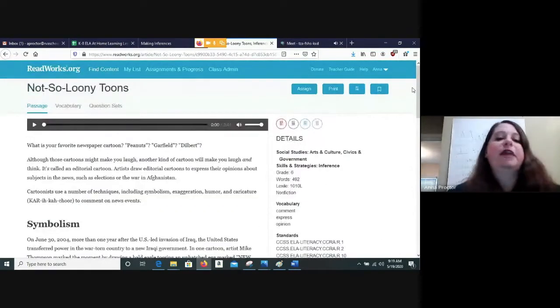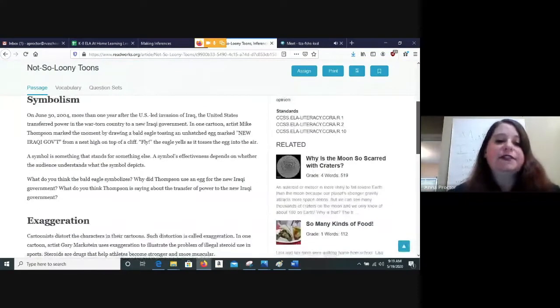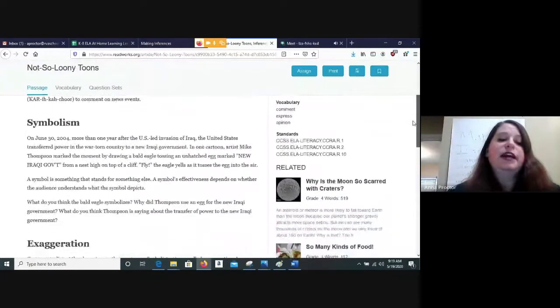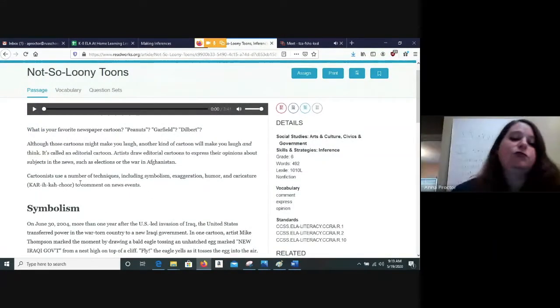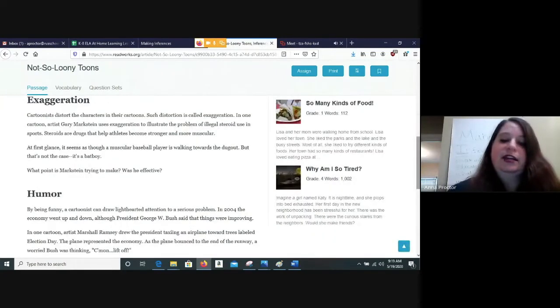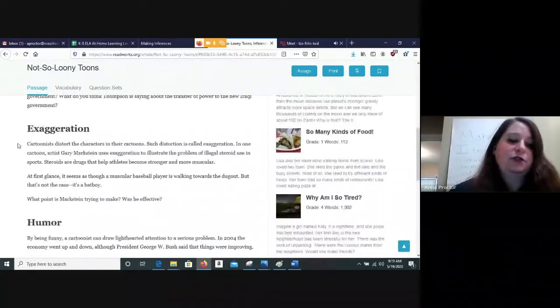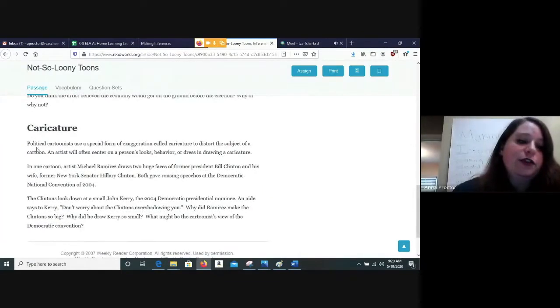Now that we have made a prediction and we have numbered our paragraphs, let's look at the fact that we have some subheadings here. This is our introduction section with the first 3 paragraphs. It's going to be introducing our nonfiction article. These 3 paragraphs have to do with symbolism. The next subheading, these paragraphs are going to have to do with exaggeration. The next subheading, these are going to have to do with humor.